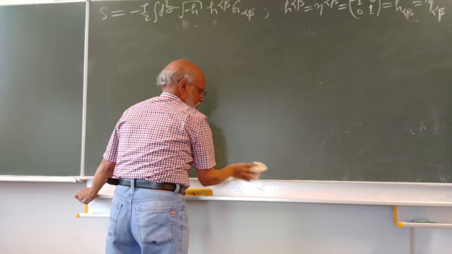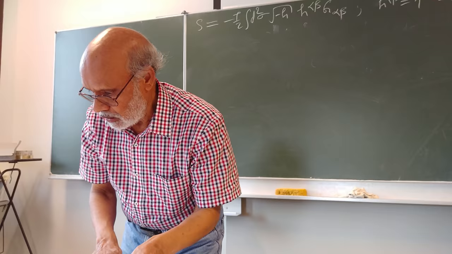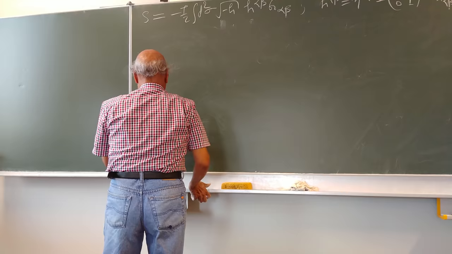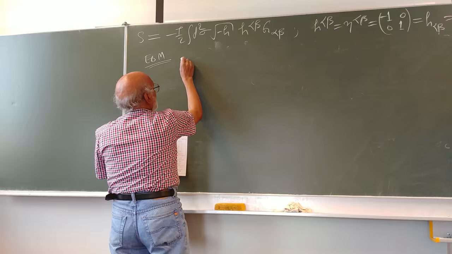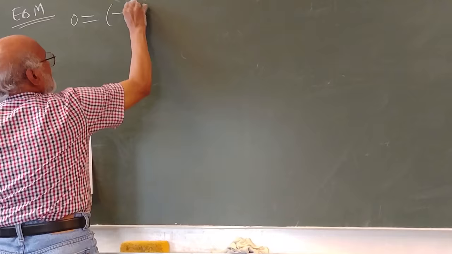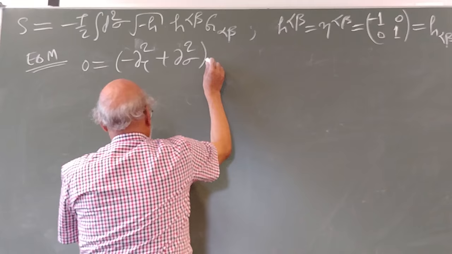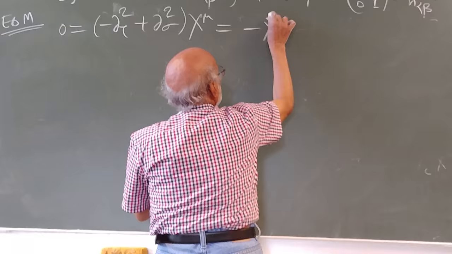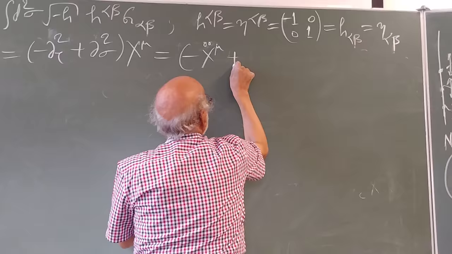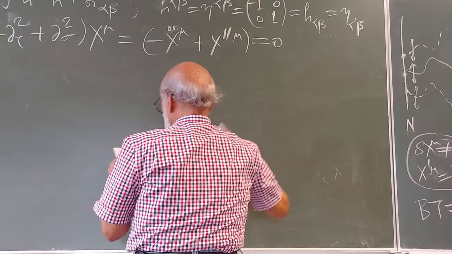So our equations of motion are 0 equals to minus del tau square plus del sigma square x mu, and this is also equal to minus x mu double dot plus x prime double dot equals to 0.